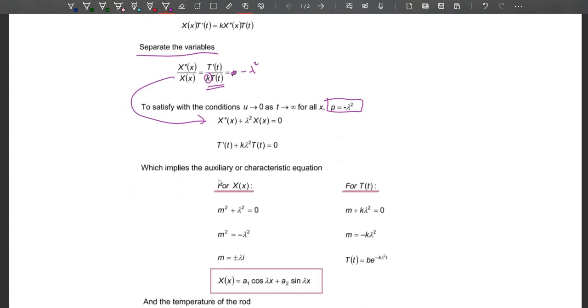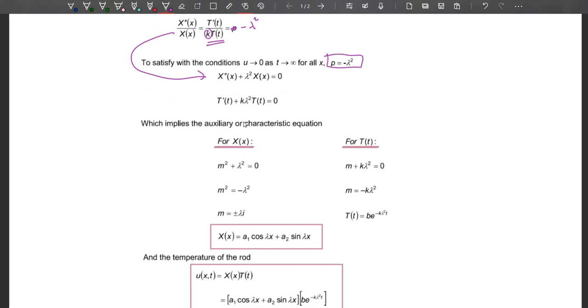Which implies the auxiliary or characteristic equation, where we apply m. For double prime, m squared; for prime, m; and for no derivative, m to the power of 0, which is 1. For X(x), we have m squared plus lambda squared equal to 0, because it is X double prime. For T(t), we have m plus k lambda squared equal to 0. When we solve for X, we have m equal to plus minus lambda i.